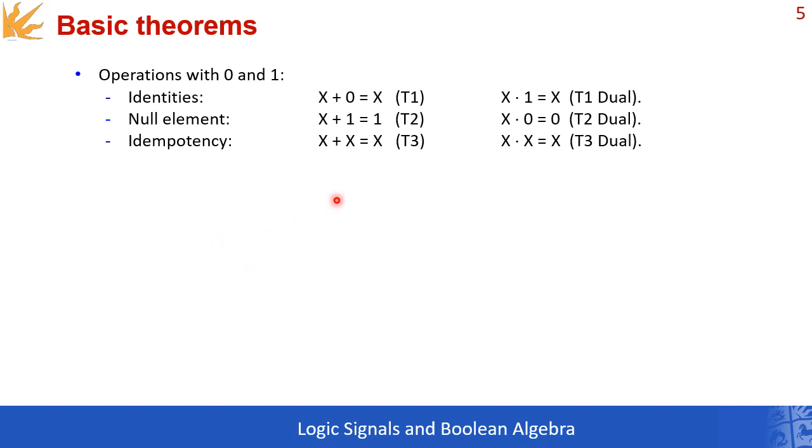Idempotency. What this says basically is that if you're using for the operation the same variable, then of course the result will be the same at the end, and its dual is exactly the same. Then we got the involution. If you use the complement of the complement, you will get the same result as the variable.